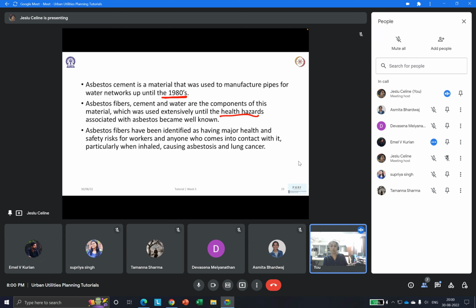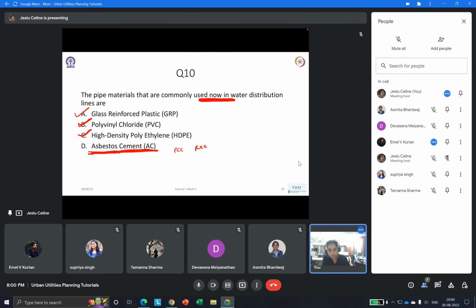Now it's not common because it mainly causes a lot of lung cancer and other diseases, because it has these asbestos fibers in it. So because of these health hazards, asbestos cement is not commonly used now. So the answer is A, B, and C, and D is not used.